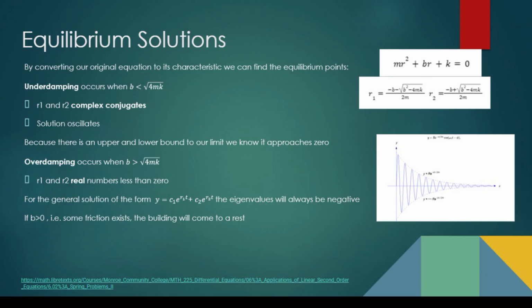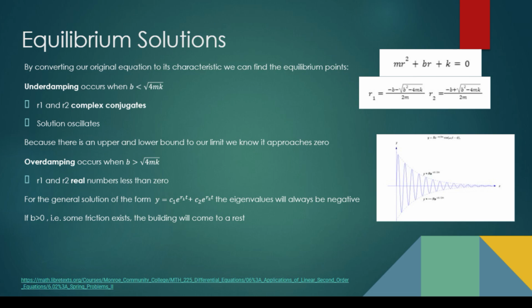To classify equilibrium solutions, we're going to see two different types: underdamping and overdamping. We can classify these by looking at the characteristic equation and finding the equilibrium points by taking the quadratic formula. Underdamping is going to occur when the value of friction B is less than the root of 4 times the mass times the stiffness K.